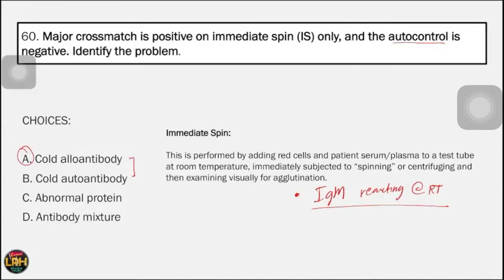So remember, alloantibodies versus autoantibodies. Alloantibodies are immune antibodies that are produced following exposure to foreign blood cell antigens, while autoantibodies are produced in an autoimmune process directed against self blood cell antigens. For number 60, the answer is letter A, cold alloantibody.